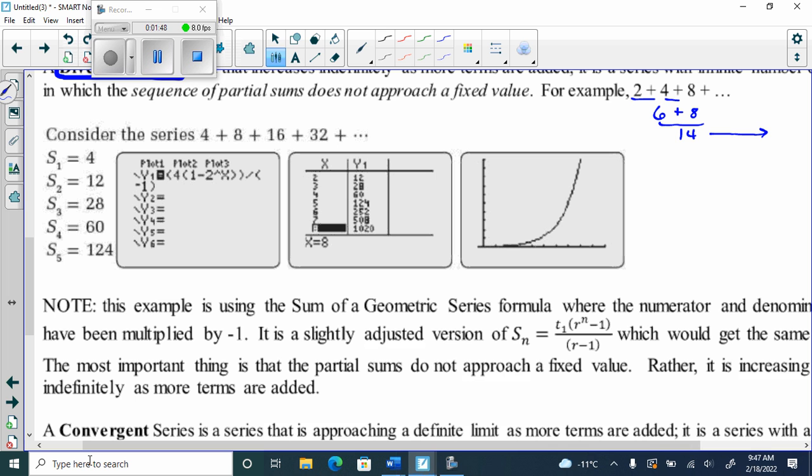Now, what if I changed all of those to negatives? So it was -4, -8, -16, -32. What would happen? Yeah, it would approach negative infinity. It would keep getting larger and larger in the negative direction, correct? Those are divergent. They don't converge to anything. They diverge.